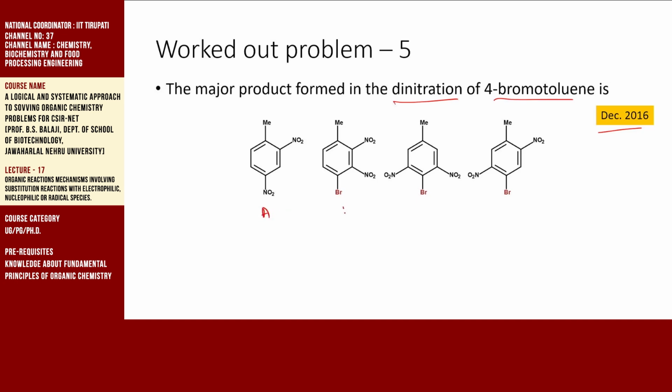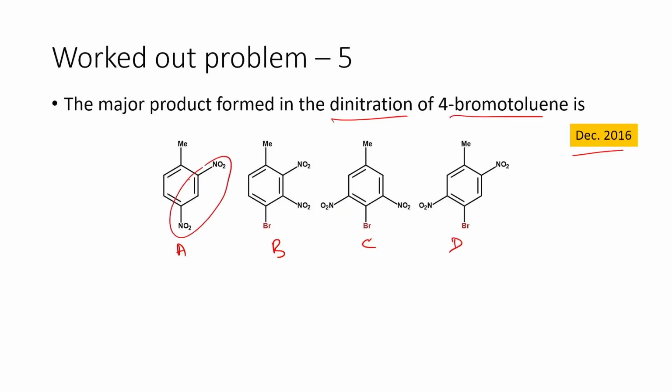So we have 4 products, A, B, C and D. In A we have 2 nitro groups that are present meta to each other. In product B we have 2 nitro groups which are present ortho to each other, and in product C we have 2 nitro groups that are present meta to each other, and in the 4th one we have 2 nitro groups that are present para to each other.